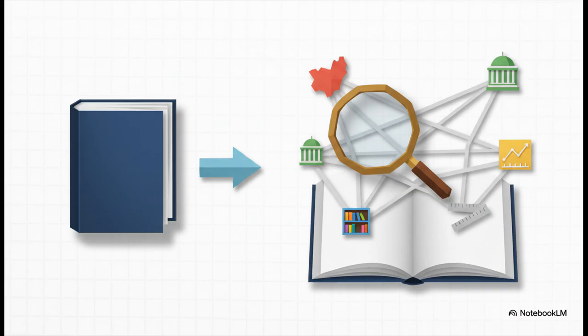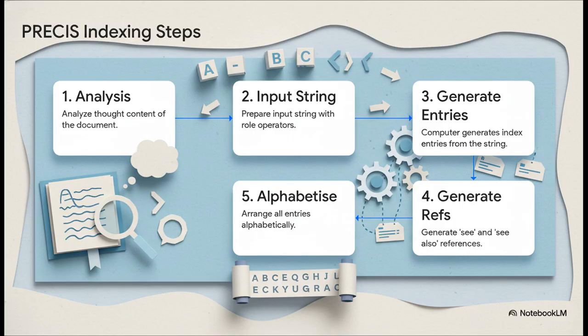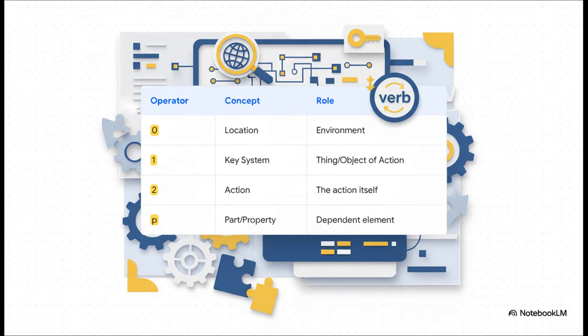So how does PRECIS handle that deeper subject? The whole process is broken down into 5 clear steps. It all starts with the human brain, analyzing the subject. Then, the indexer creates a special coded input string. After that, the computer takes the wheel. It generates all the index entries, creates the cross-references, and finally puts everything in alphabetical order to create the final index. Now, to build that input string, the indexer uses these little codes called role operators.